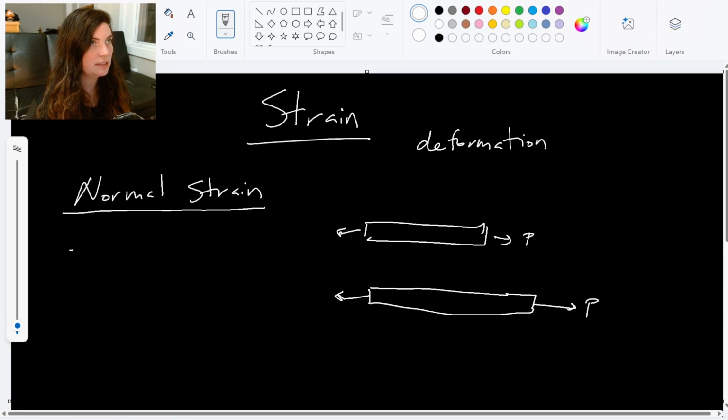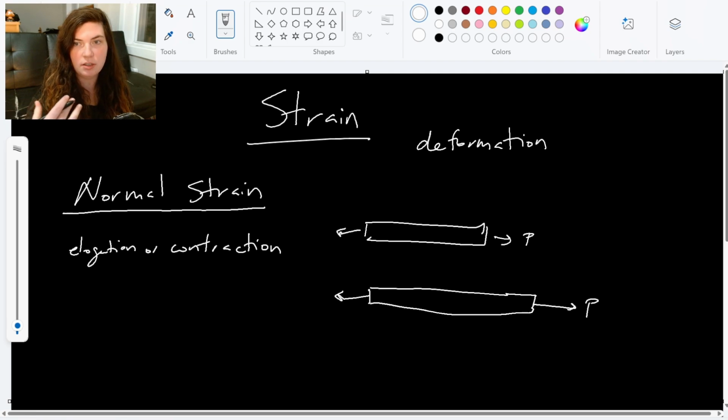So normal strain is an elongation or contraction. It doesn't have to be pulling out. It could be squishing something in. Elongation or contraction of this line segment, right? And we write this using the equation, or we calculate this using the equation epsilon. Epsilon is your normal strain. So this is the normal, that's your normal strain term.